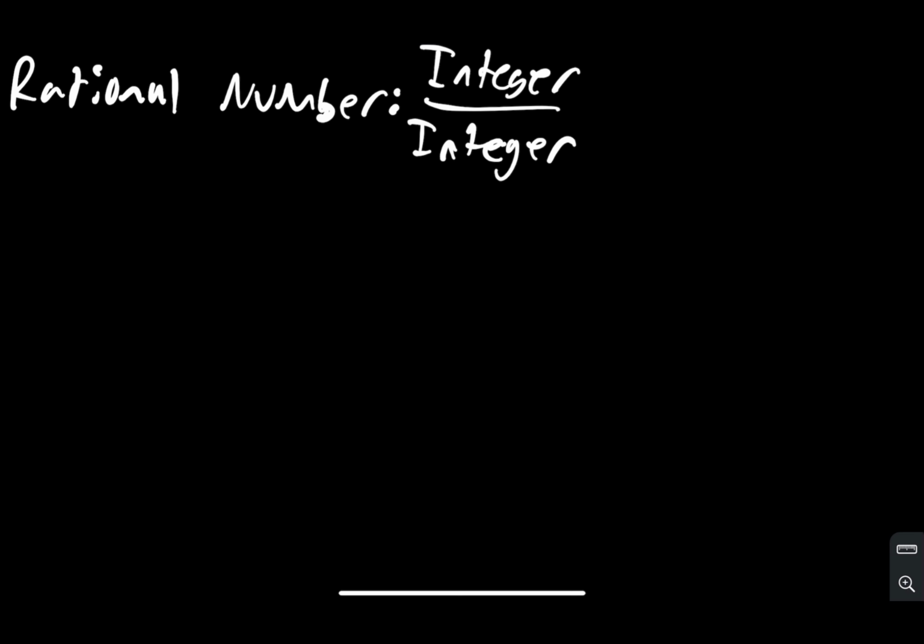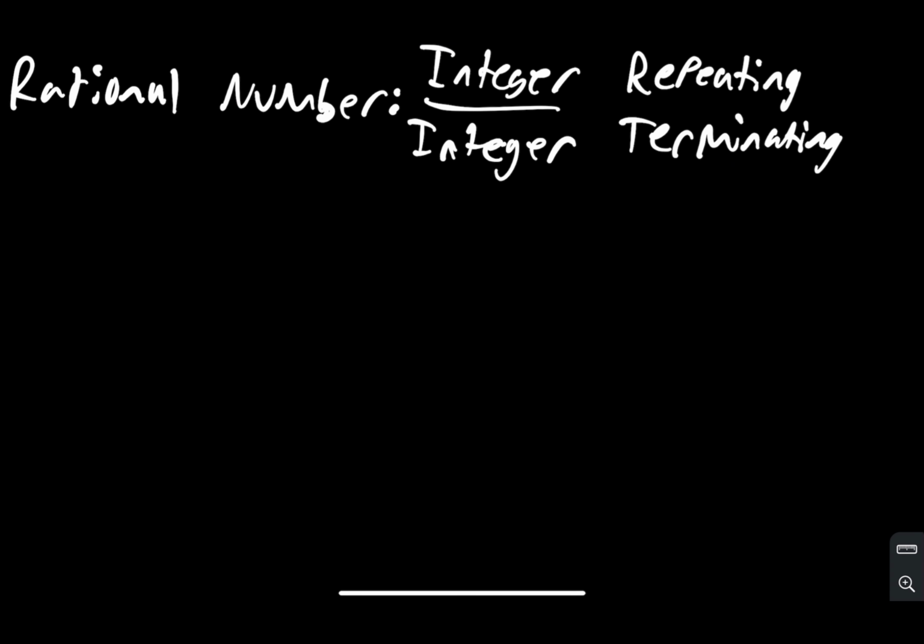So two properties about decimal places about rational numbers is it's either going to be repeating, so where it's going to have a pattern with the decimal places, or it's going to be terminating, which means that it stops at a certain point.